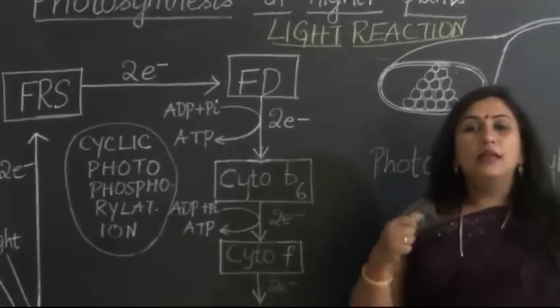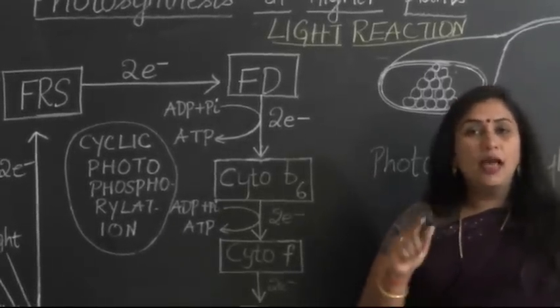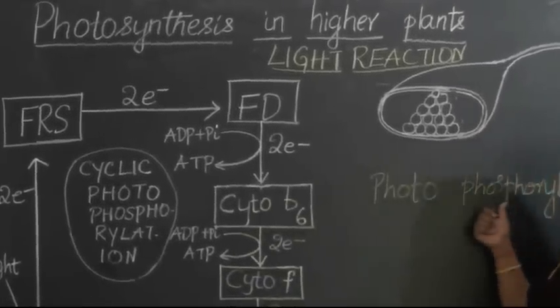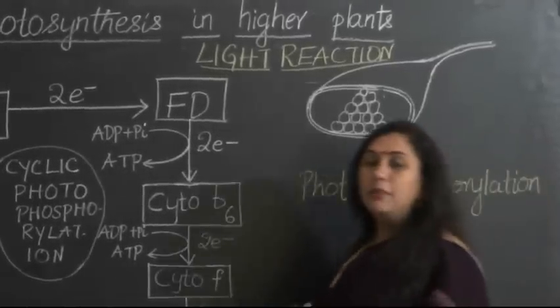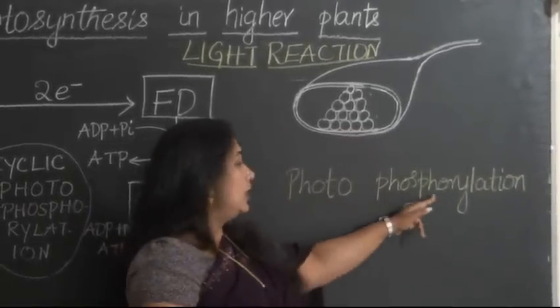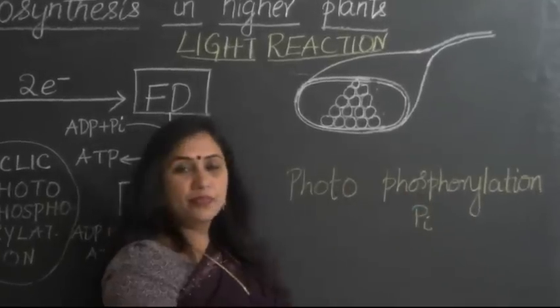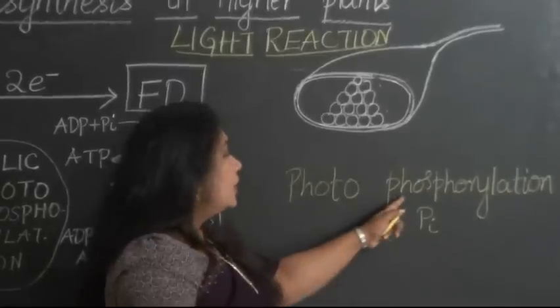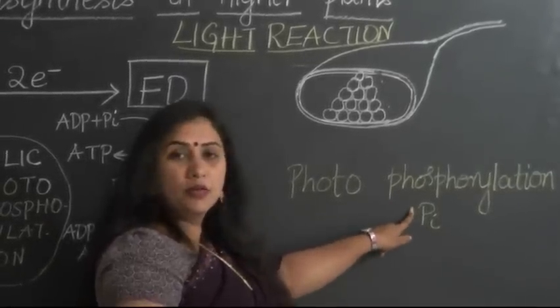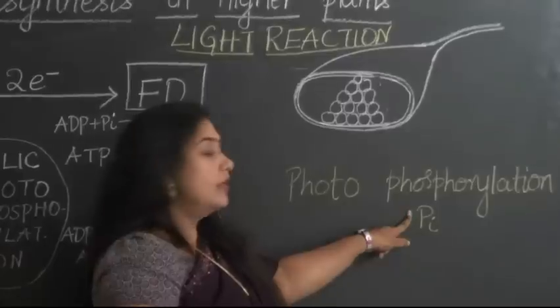Light reaction means it is occurring in the presence of sunlight. Now let us take a look at what is actually happening during sunlight. The phenomenon of photophosphorylation is taking place during the presence of sunlight. Photophosphorylation. Have a look at this. What do we mean by phosphorylation? Addition of inorganic phosphate is called phosphorylation.